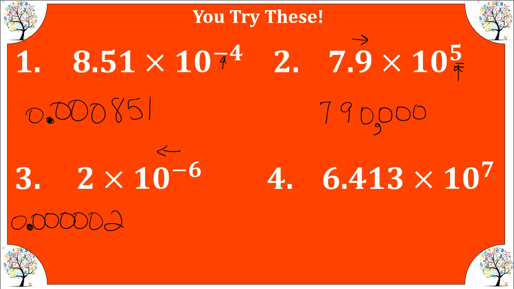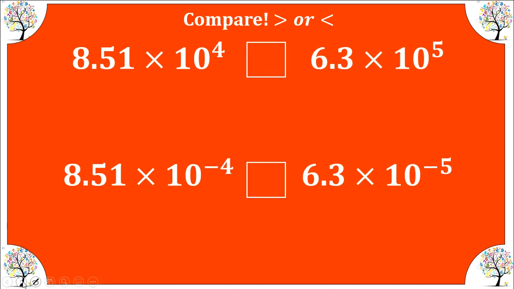And the last one, we have a positive exponent, so we're going to move our decimal to the right, making a very large number. So you don't have to really remember which way to move the decimal. You just know, am I making a large number or a small number? So we have 6, 4, 1, 3. So we moved it 1, 2, 3, 4, 5, 6, 7. So make any corrections of the ones you got wrong.